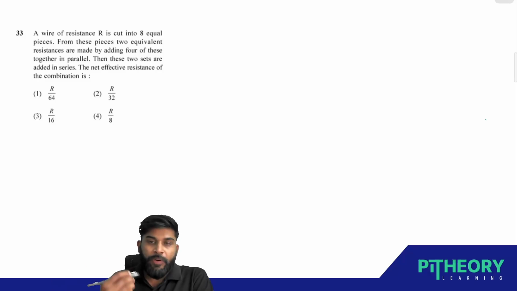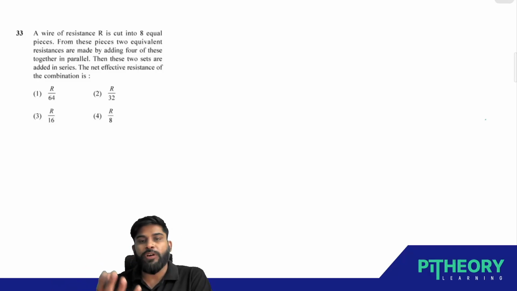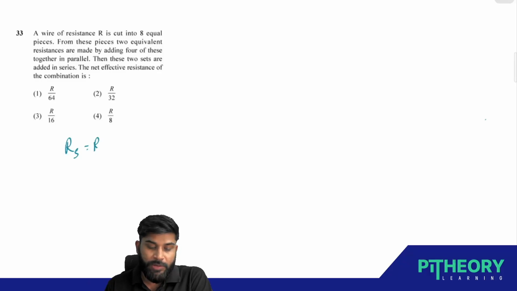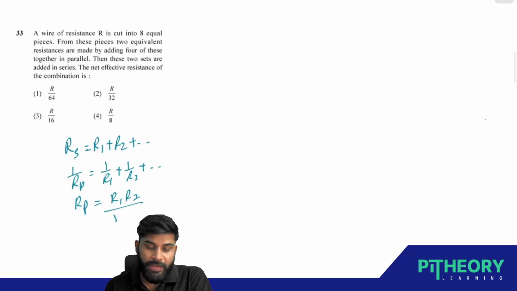Simple question, right? What we have to use in this case is the concept of combination of resistors. If n resistors are connected in series, Rs is equal to R1 plus R2 plus etc. You just add all these resistors together. If they are in parallel, 1 by Rp is equal to 1 by R1 plus 1 by R2 plus etc. If there are only two resistors, the parallel equivalent resistance is R1 R2 divided by R1 plus R2.